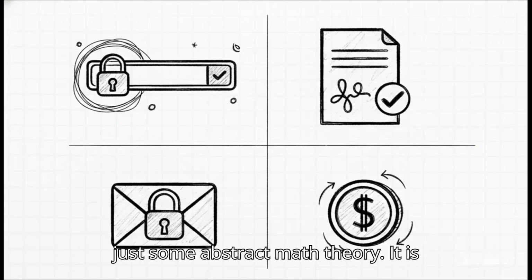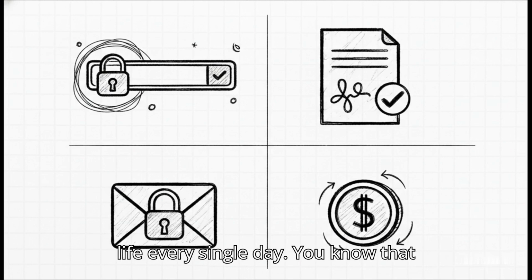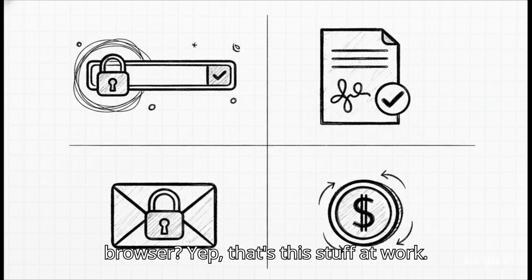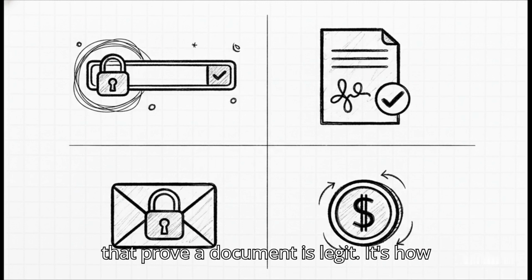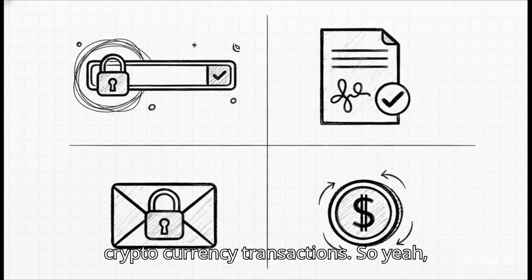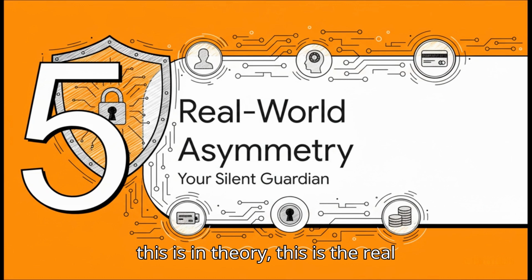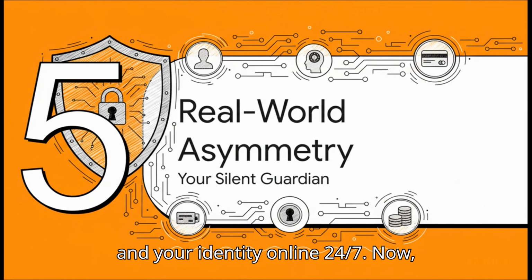So this isn't just some abstract math theory. It is literally the backbone of your digital life, every single day. You know that little padlock icon you see in your web browser? Yep, that's this stuff at work. It's what's behind digital signatures that prove a document is legit. It's how we get secure email. And it's even the engine running underneath all of those cryptocurrency transactions. So yeah, this isn't theory. This is the real deal. It's like a silent guardian, protecting your information, your money, and your identity online 24/7.